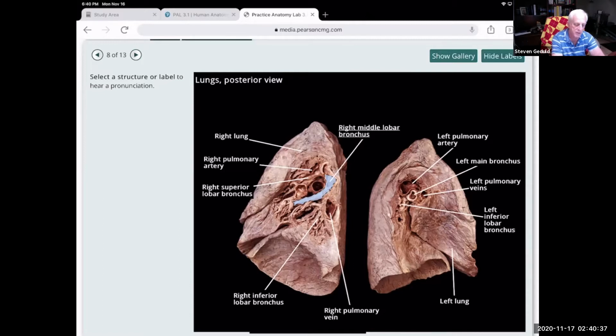On the left side, you've got your pulmonary arteries again up top, the superior-most part. You've got your left main bronchus coming into the left lobe. You've got the left pulmonary veins, medial aspect. Okay, and you have your left inferior lobar bronchus. Again, the bronchi innervate the superior lobe and the inferior lobe on the left lung.